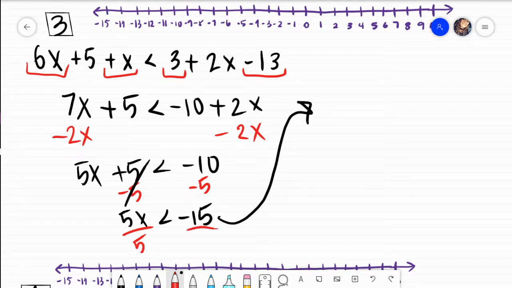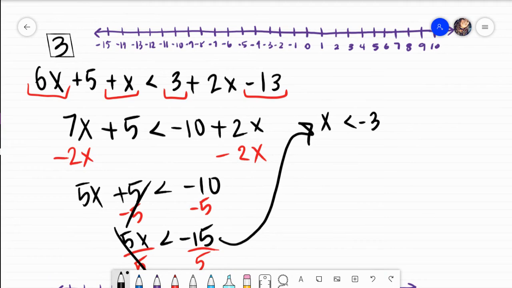And whatever you do to one side, you have to do to the other. Now, y'all, left-hand side cancels. I get x, and then my inequality is less than. Right-hand side, 15 divided by 5 is 3. Signs are different, so it's negative. Okay, great. That's what I was supposed to get to. So that's the inequality. And I know it's the inequality because it has an inequality symbol.